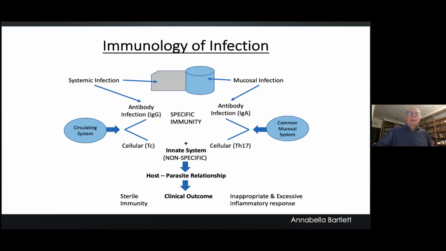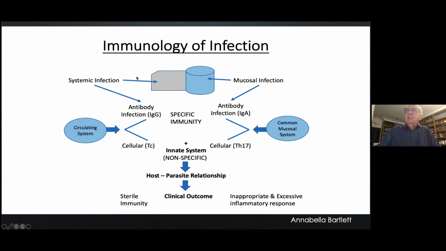Now let's talk a bit about science, because so far we've talked about lessons from history. Well, I don't want to bamboozle you, but this is as simple as I can make immunology and infection. If you get an infection, it can happen in one of two ways.